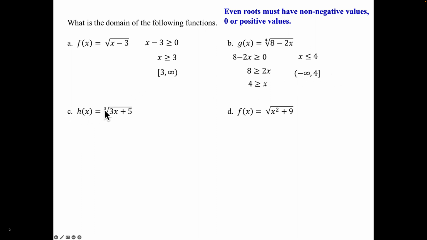C, h of x is equal to the cube root. This is an odd root. Then this is automatically all real numbers. There's no restrictions.